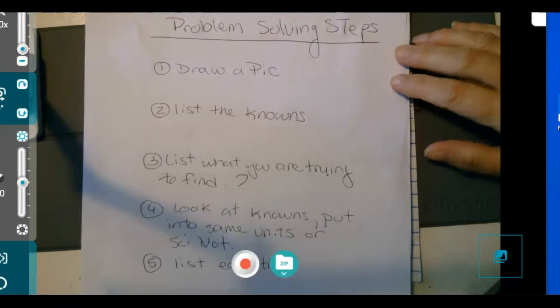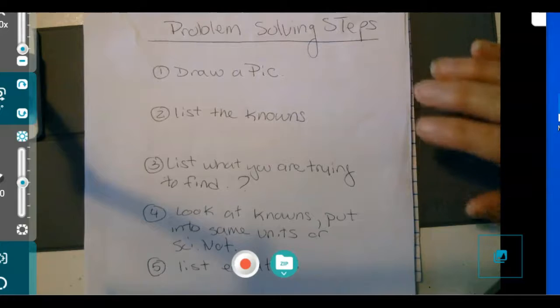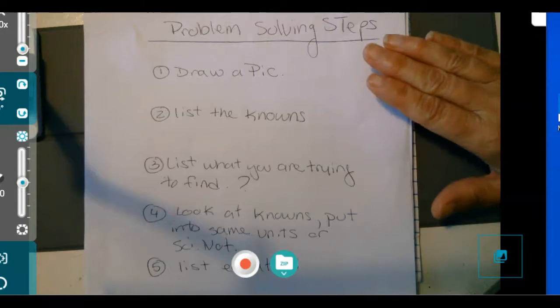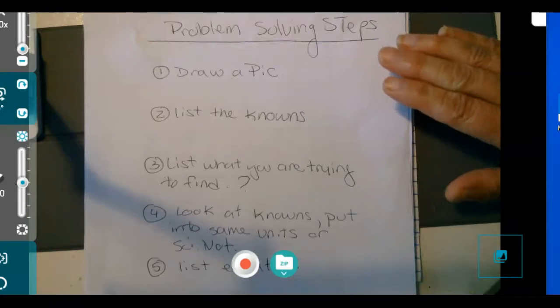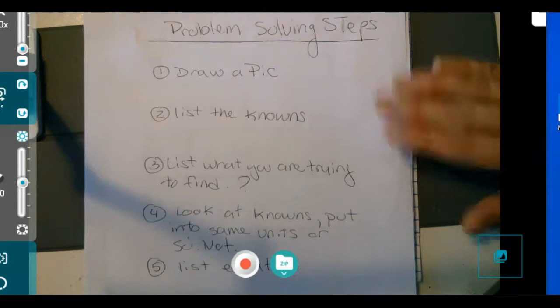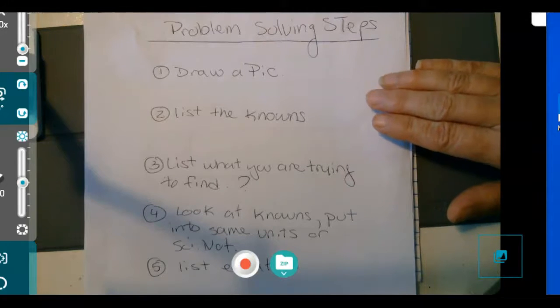So back to my problem solving steps. You definitely want to write these down. Even if you get an answer wrong on one of my exams, if you show all of the problem solving steps and show all of your work, I'm going to give you more than half credit. So you will definitely pass the exam. So you definitely want to be able to do these things for me.